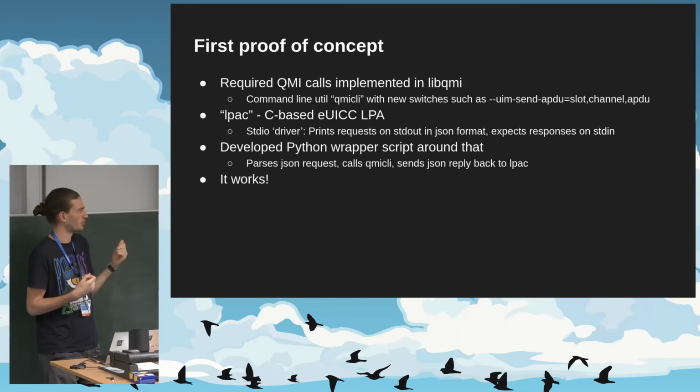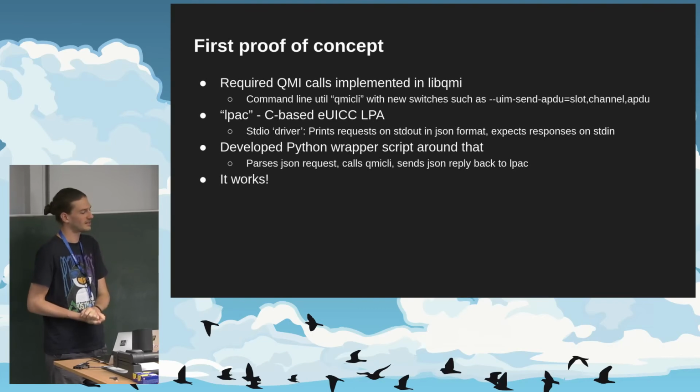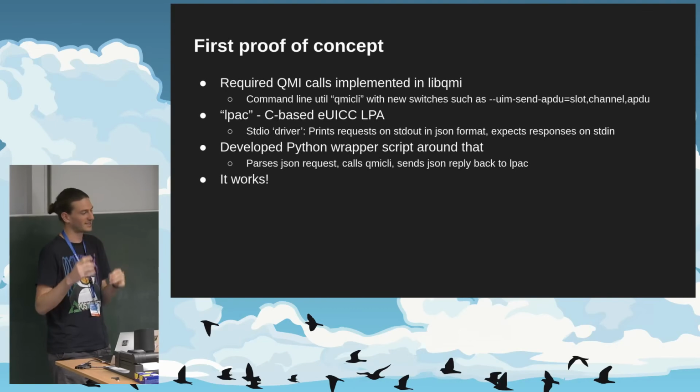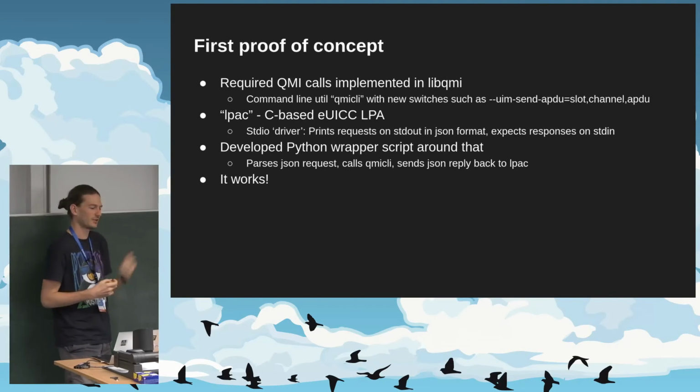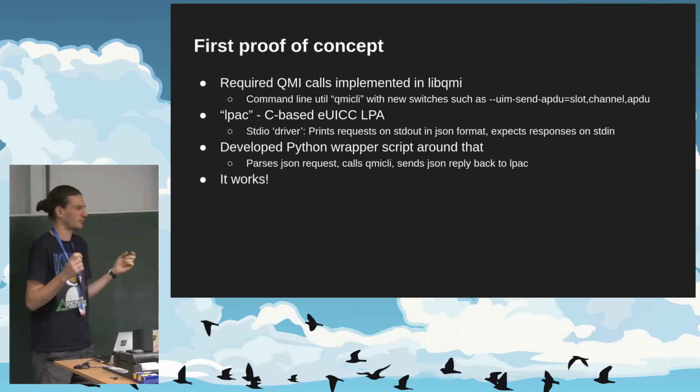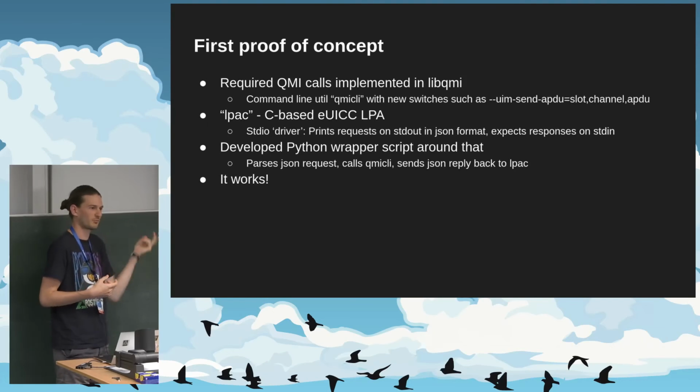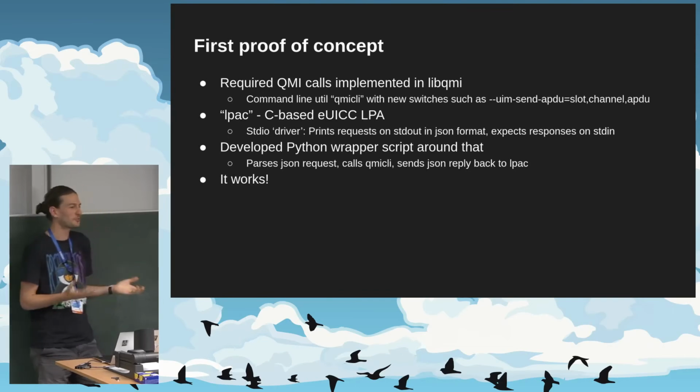So I just wrote a simple Python wrapper around this, just reading the lines that LPSC prints out, and then parsing it, getting the required bits, calling QMI CLI with the correct ARM parameters, so in Python, just subprocess.check_output, hacking up the output again to put it back into correct JSON format, feeding it back into LPSC, and then, okay, after some bug fixing, it just worked.